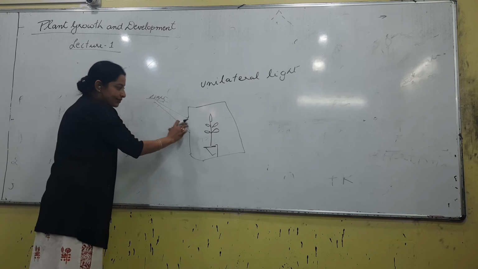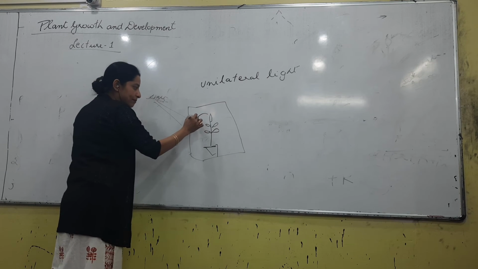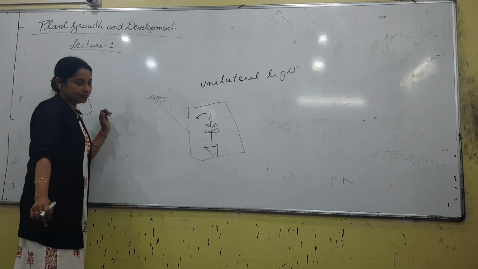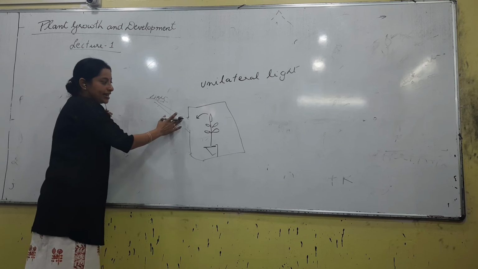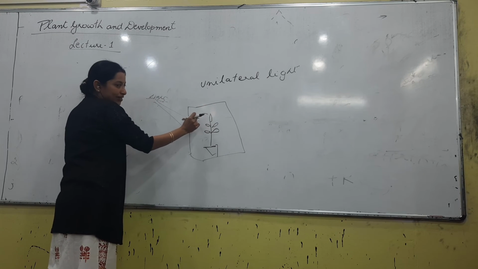So whenever light comes from this source, which way will the plant bend? It will bend towards the side from which the light is coming.